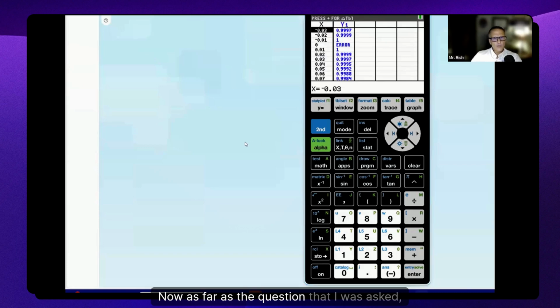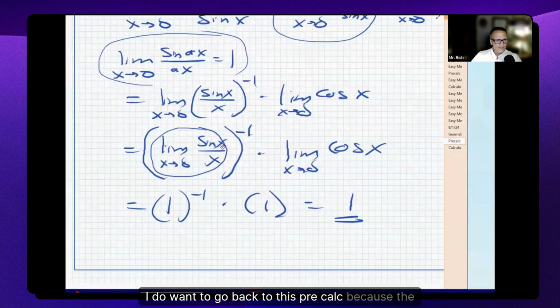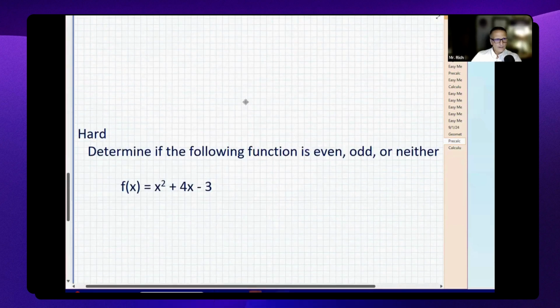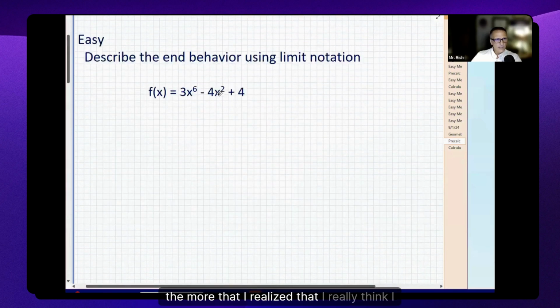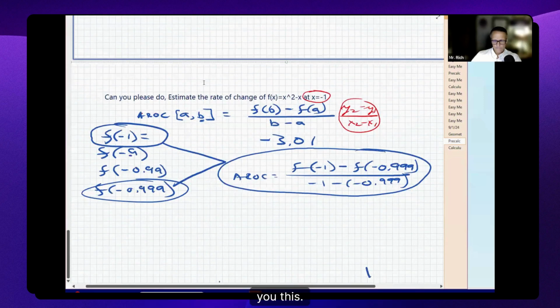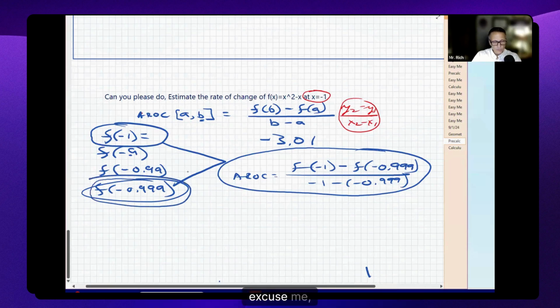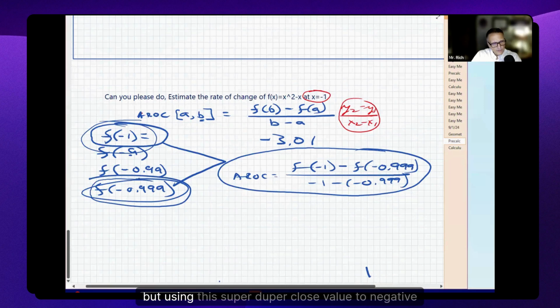Now, as far as the question that I was asked, I do want to go back to this pre-calc because the more that I looked at it, the more I realized that I really think I didn't do this the right way when I was showing you this. I'm going to jump right to evaluating the rate of change at -1, which is what our question was, but using this super duper close value to -1 of -0.99.